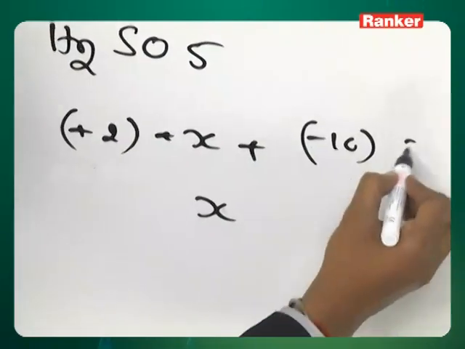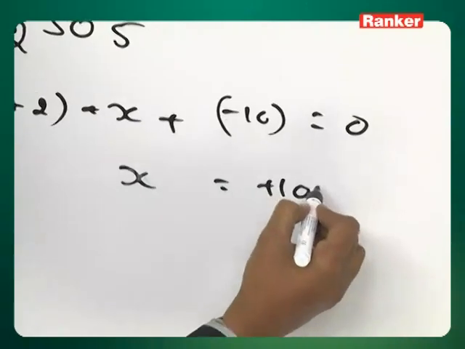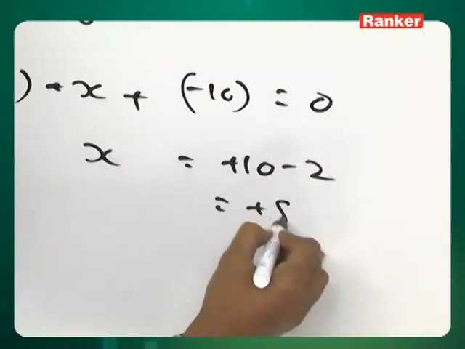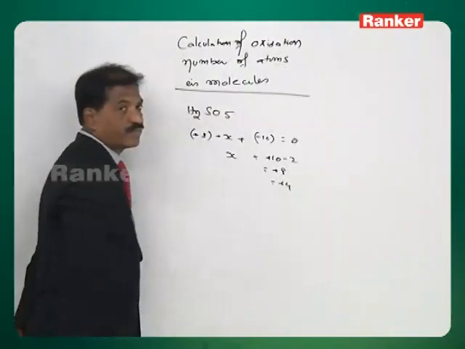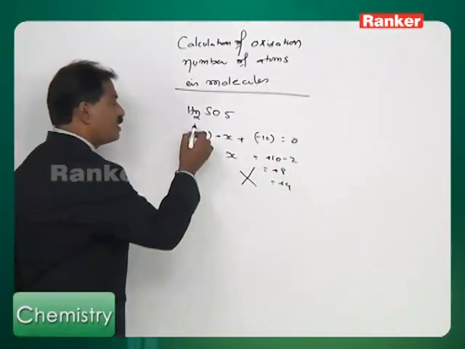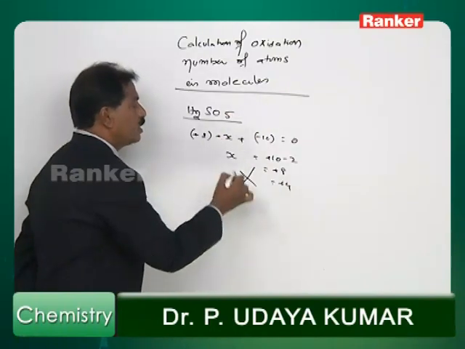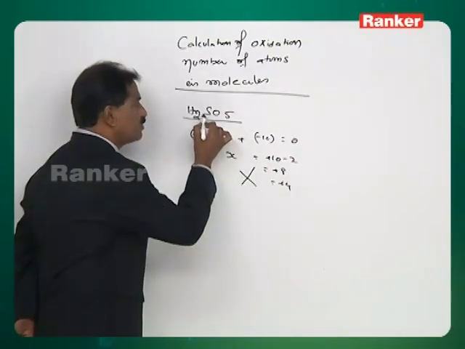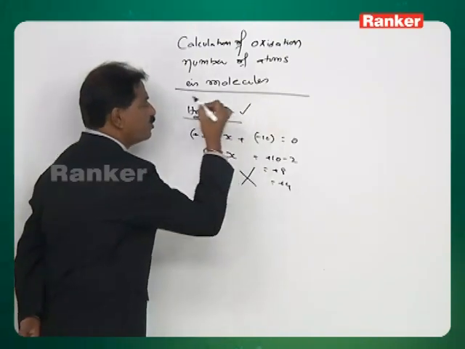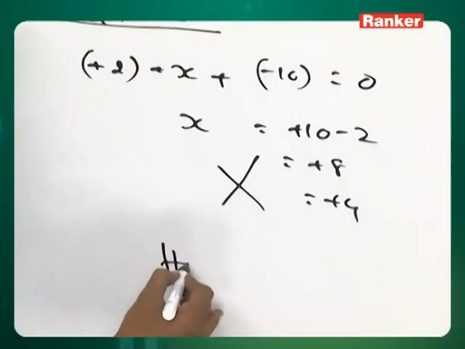Therefore, if we calculate, the sum of the oxidation states is equal to 0. Therefore, X is equal to +10 -2, that means +8. So we will get +4. But the actual answer is wrong. Therefore, for sulfur compounds also, don't apply the rules directly. In order to calculate the oxidation state of sulfur in any sulfur compound, it is better to know the structure. By following the structure, you always try to calculate the oxidation state.